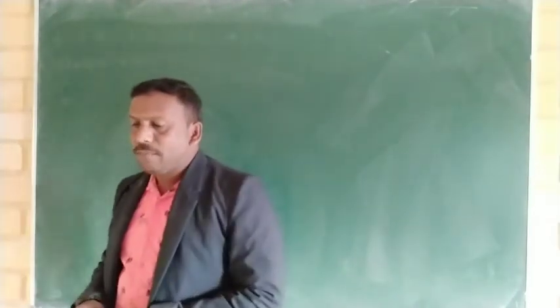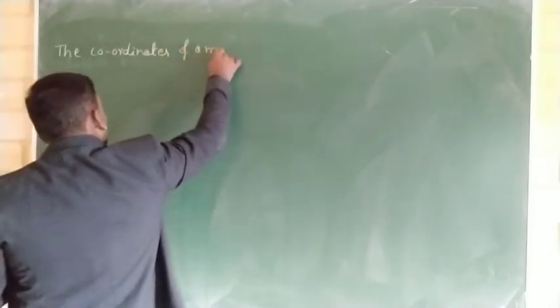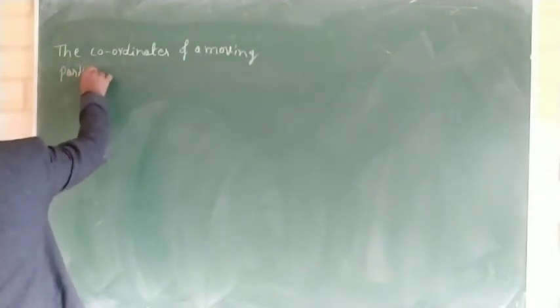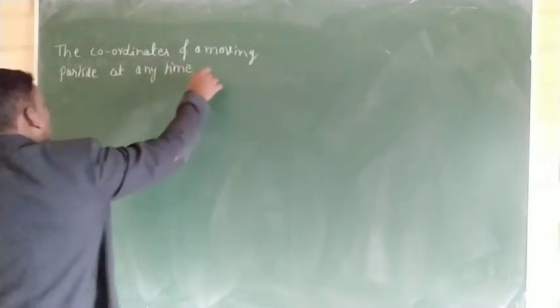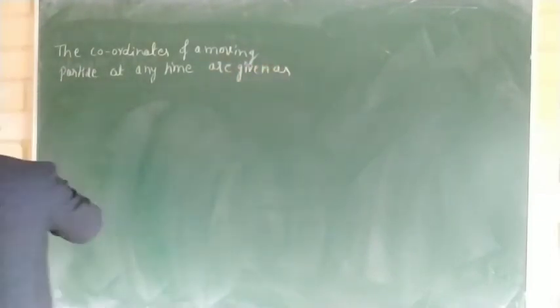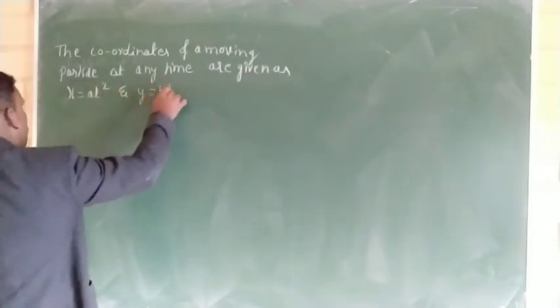First problem: the coordinates of a moving particle at any time are given as x is equal to at square and y is equal to bt square.